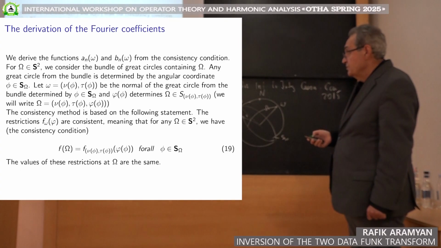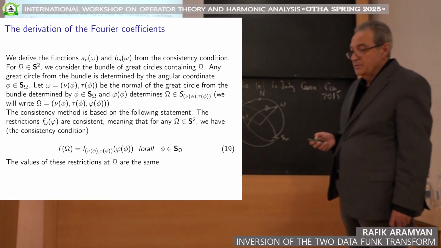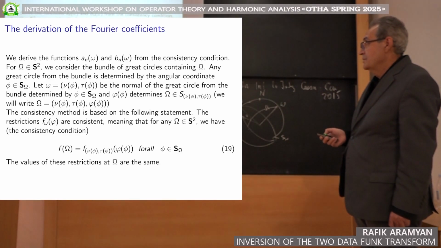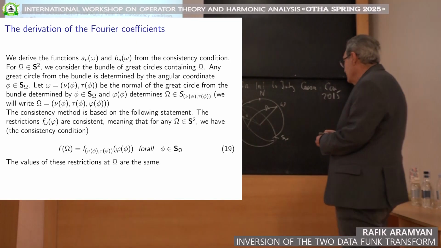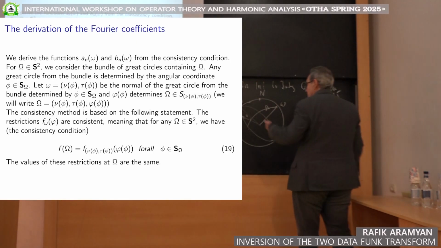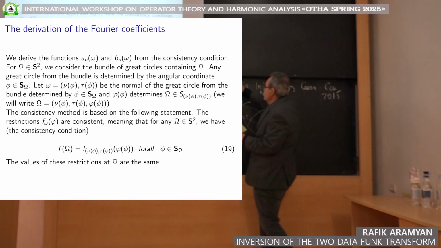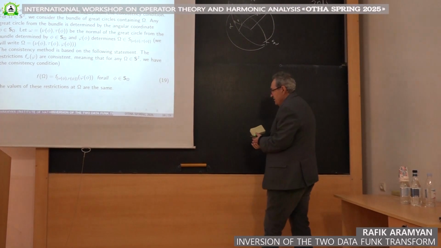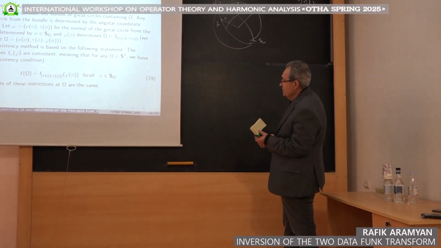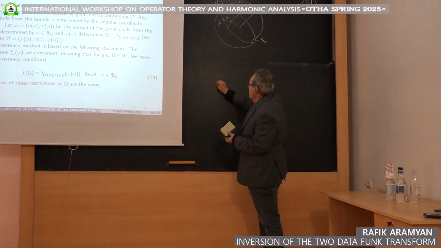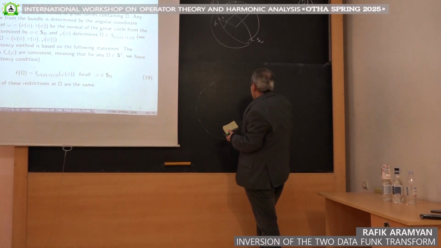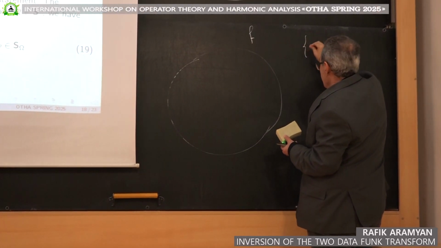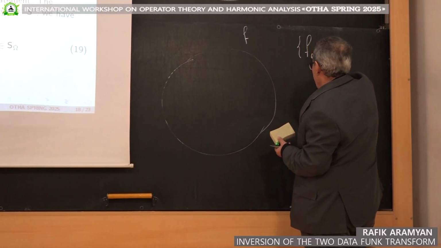And to derive these coefficients, I use what I call the consistency condition. Let me show what I mean. What is the consistency condition? We have some function on the sphere, the unit sphere maybe. So we consider all its restrictions on the great circles. Then let's denote it by f omega phi, of course.